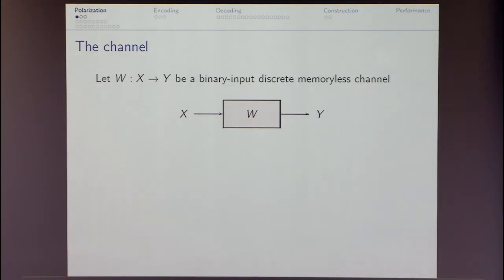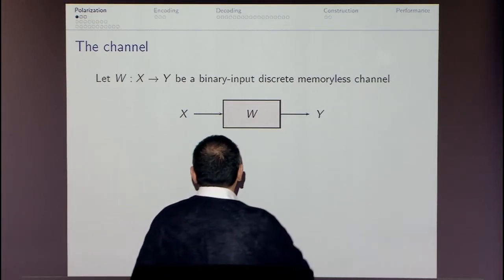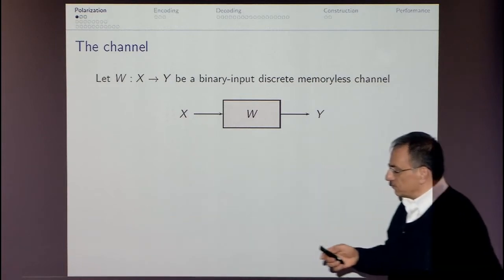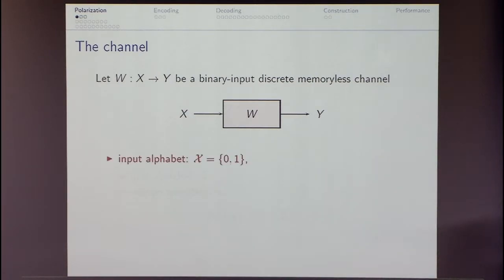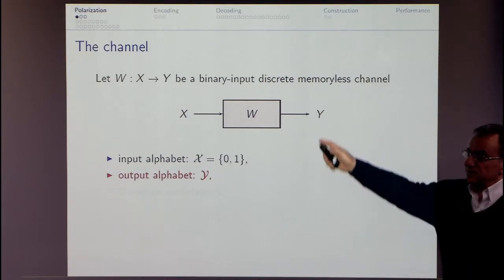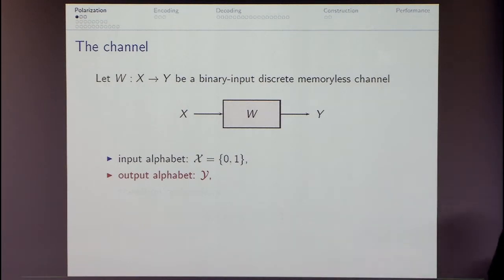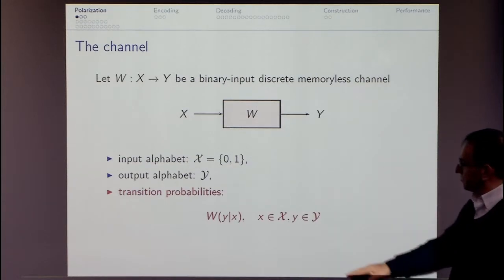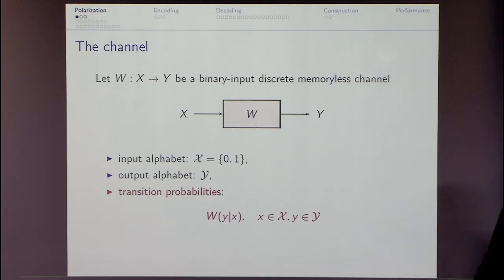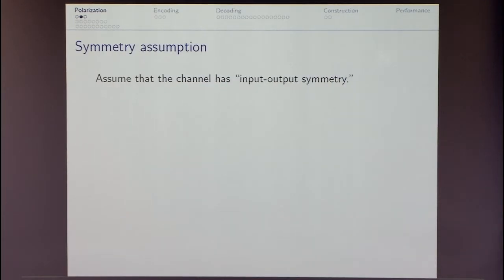So we'll be presenting this material in the context of channel coding. We will have a binary input discrete memoryless channel, input X, output Y, and the channel is denoted by W. X is going to be distributed on the alphabet 0, 1. The output alphabet can be arbitrary, even continuous, but for notational purposes, we will also assume that Y is discrete. So these are the transition probabilities: the probability of receiving Y, given that X is sent.